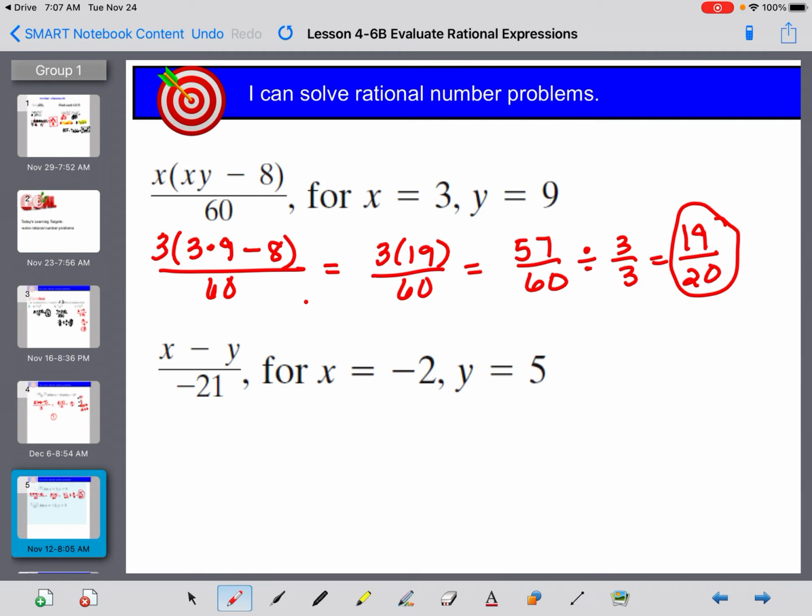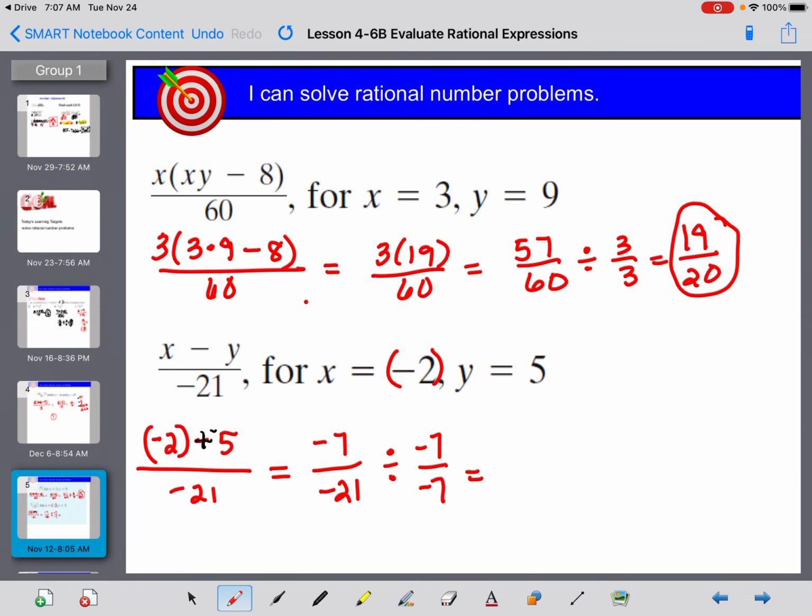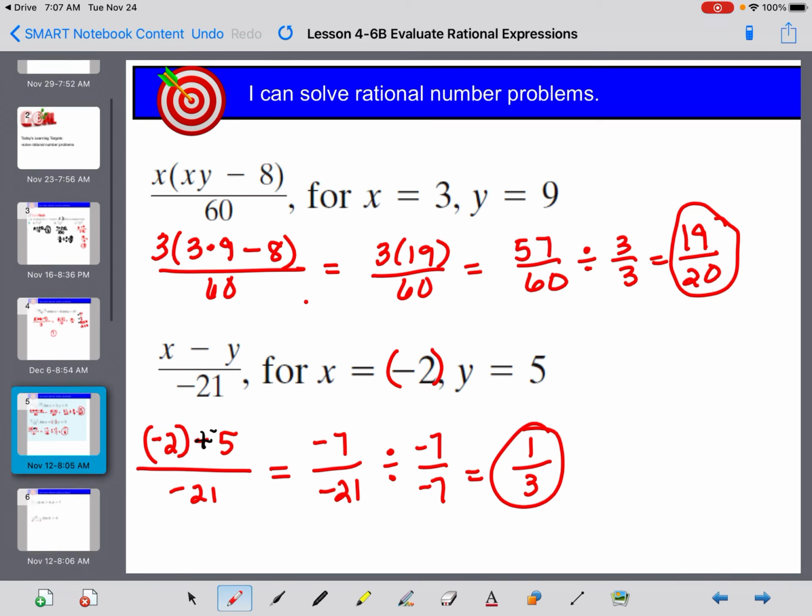All right, the last one. Again, I see that this x value is negative. So when I put that in or substitute it in for x, I will include parentheses around it. -2 minus 5 is the same as -2 plus -5, which gives me -7 over -21. Now when I reduce that, I'm going to divide this by -7 over -7 because there is a negative in the numerator and in the denominator. -7 divided by -7 is 1. -21 divided by -7 is 3. So positive 1/3.